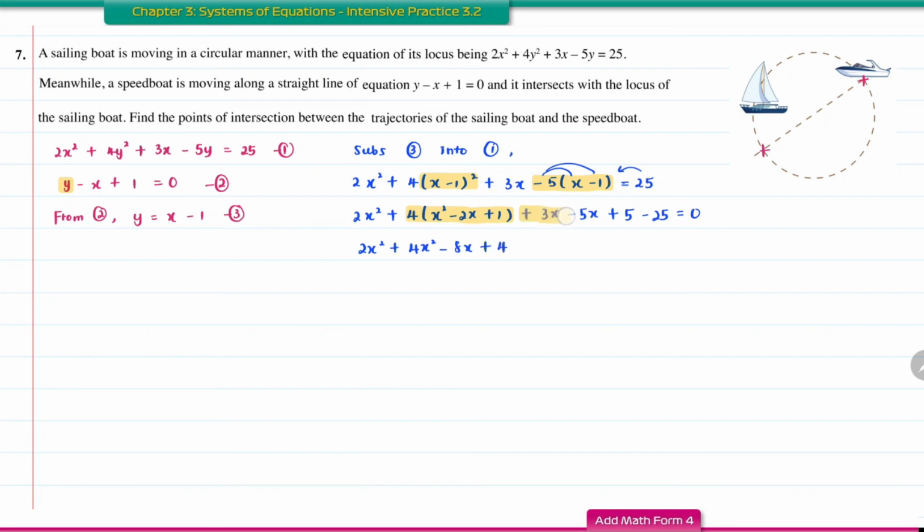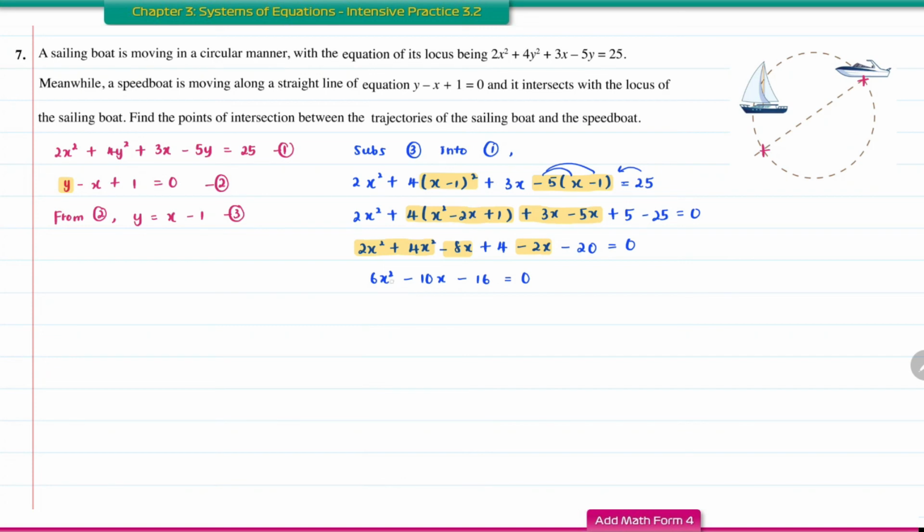Alright, and for the like terms here, the positive 3x minus the 5x, this will give you the answer of negative 2x, and 5 minus 25 is negative 20, so equal to 0. So we will continue to solve for the like terms. So 2x squared plus the 4x squared here is 6x squared. Negative 10x, and positive 4 minus 20, negative 16. So this equal to 0.